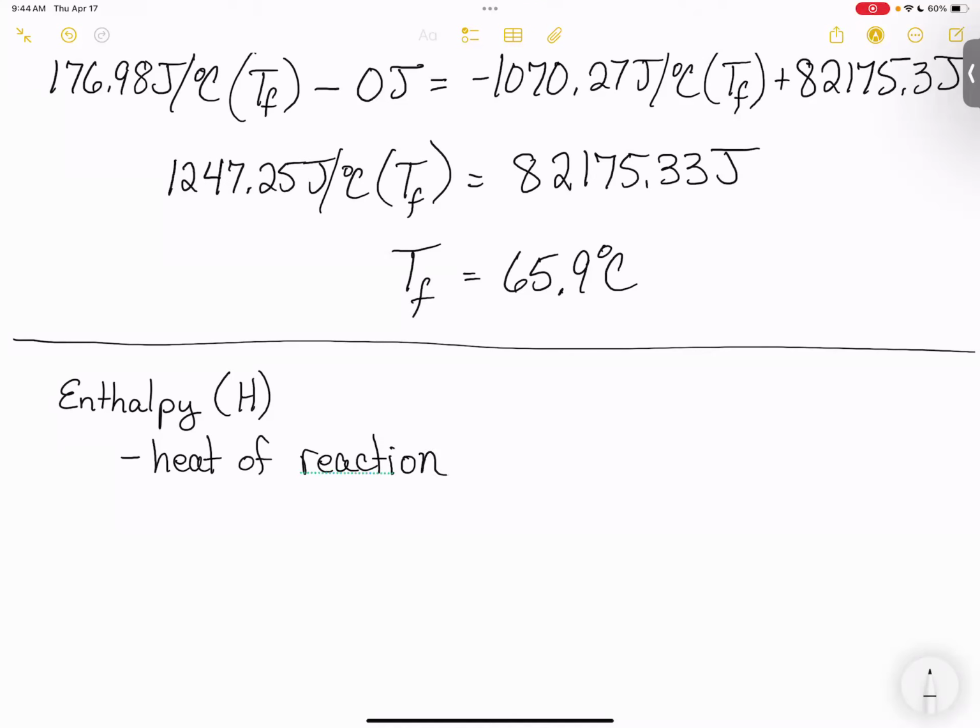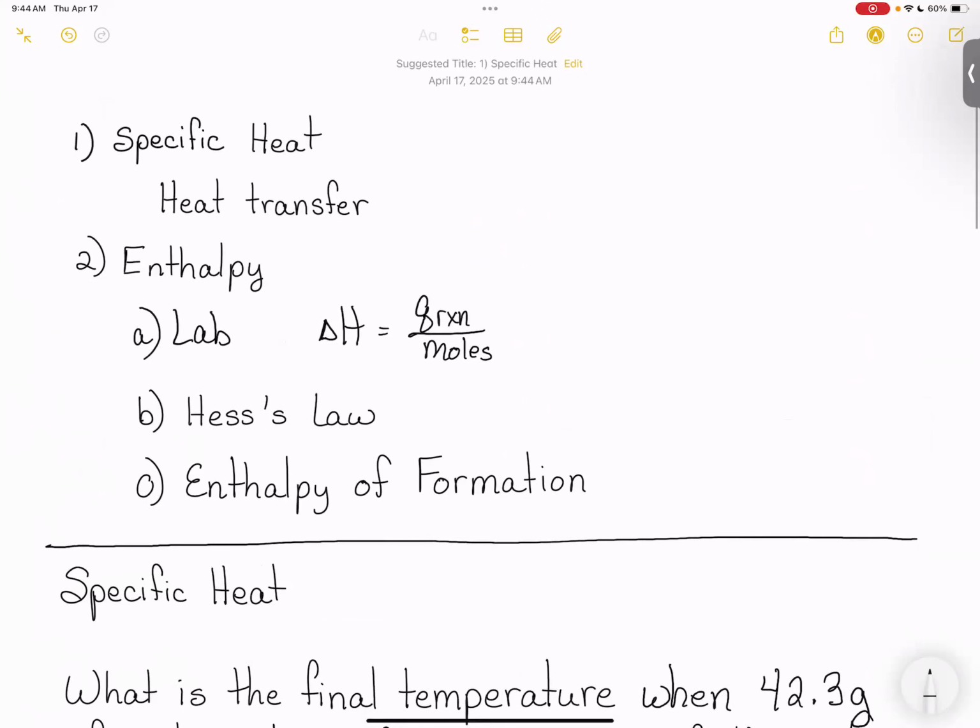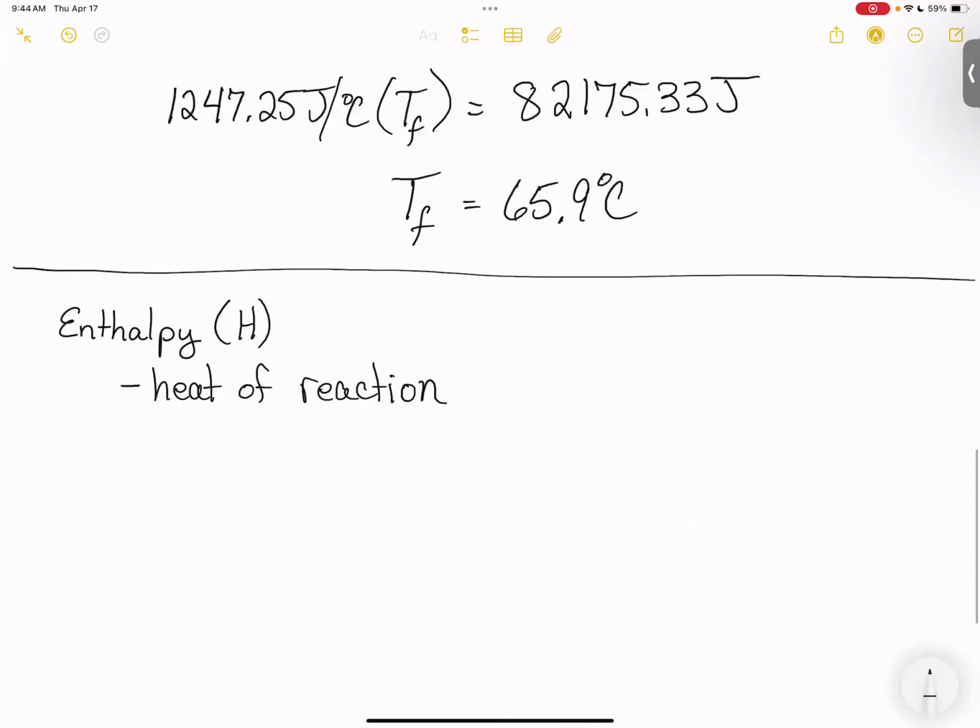The reason it is known as the heat of the reaction is because it is directly related to the heat of the reaction. If you go back to what we did in the lab, it's related to Q. So it is frequently referred to as the heat of reaction. Enthalpy is a state function.